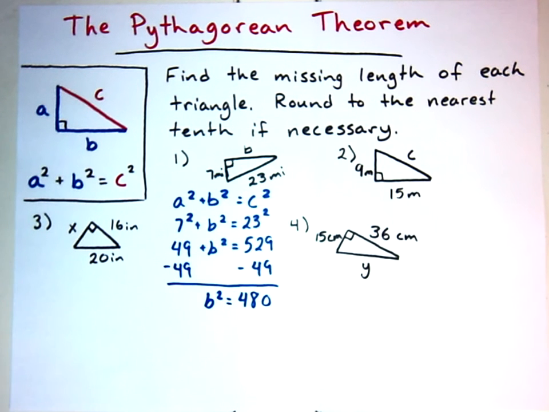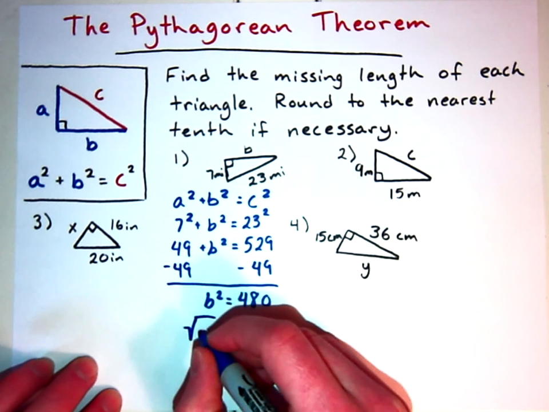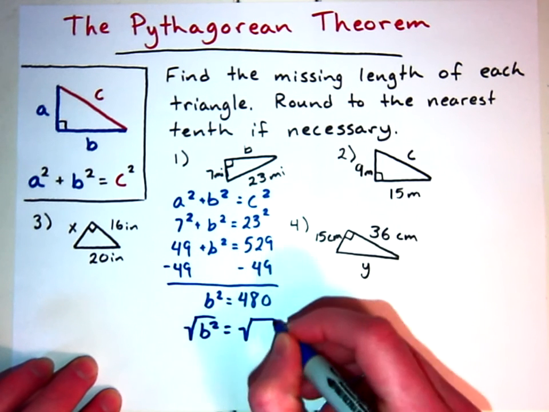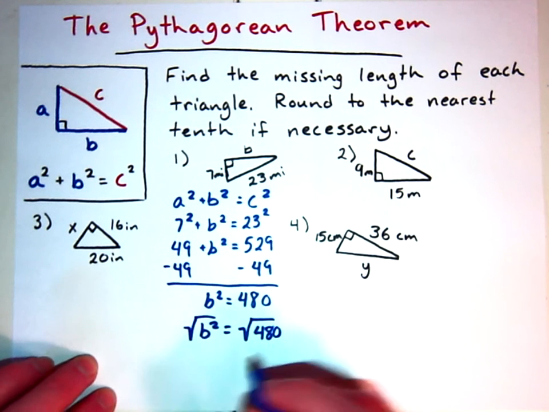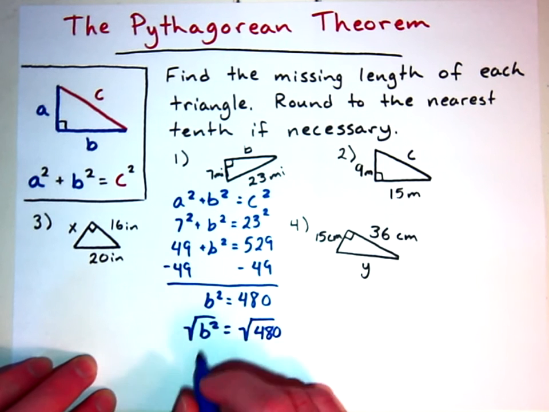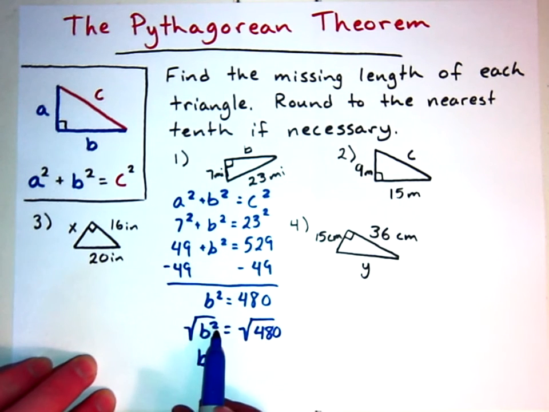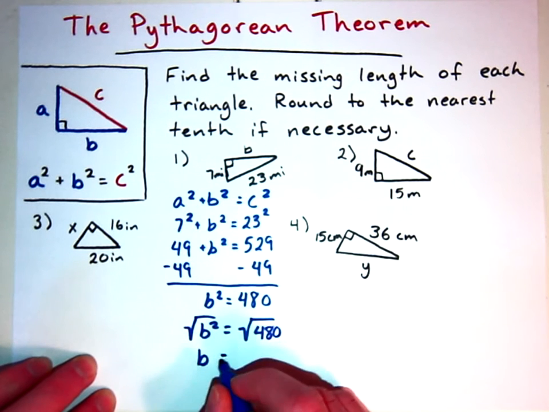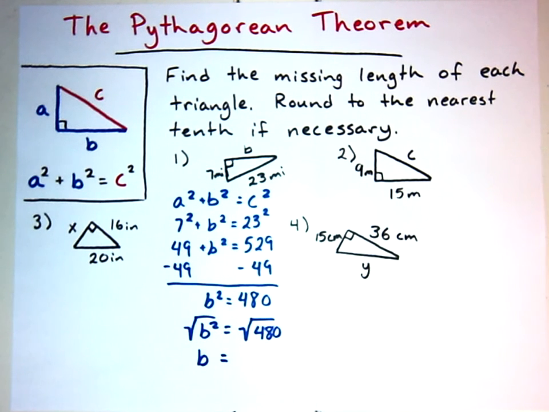Again, I don't want b squared, I just want b, so I need to undo b squared. I need to get rid of that squared. So what's the opposite of squaring a number? Well, it's finding the square root. So I'm going to find the square root of both sides. The square root of b squared is just going to be b, right? Because the square root will undo b being squared. And then over here I have the square root of 480, so let's plug that in.